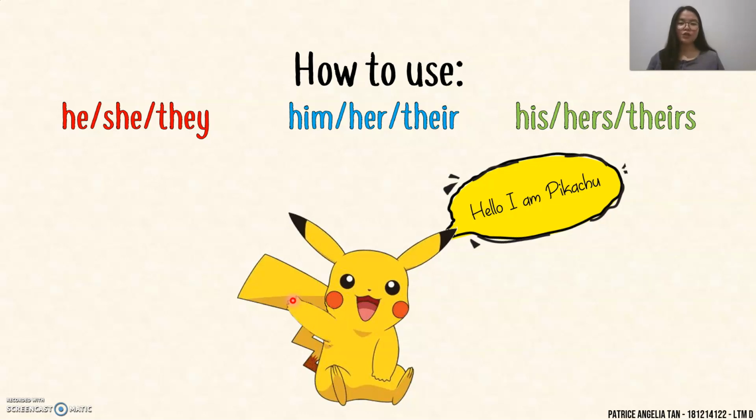Anyway, now I'm going to explain to you how to use he, she, they, him, her, their, his, hers, theirs. And I'm going to be accompanied by my friend Pikachu. So say hello to Pikachu.